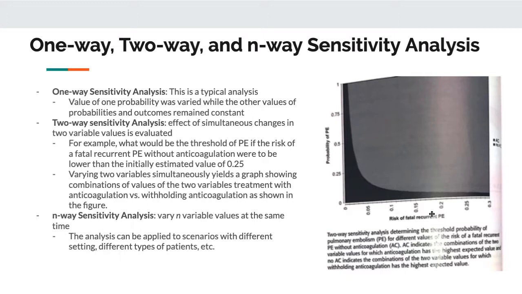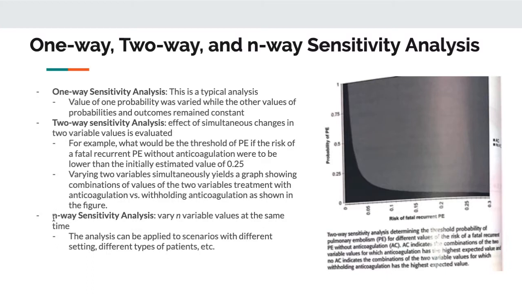For example, if the recurrent PE falls all the way right here, with the same value of the probability of the PE, so for example that's right here, it means the outcome falls into the no AC area. So the no AC treatment method can be preferable. Right, so we can discuss some of the methods to perform our two-way sensitivity analysis in the next few slides.